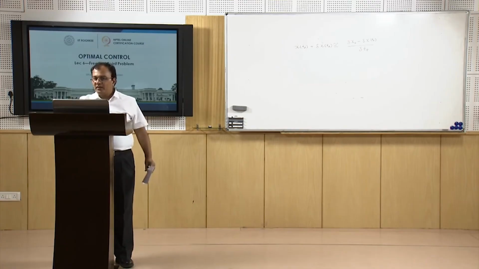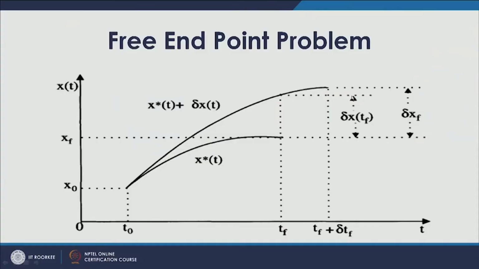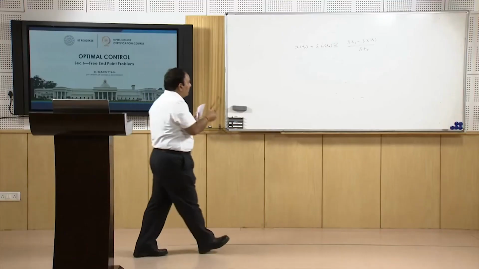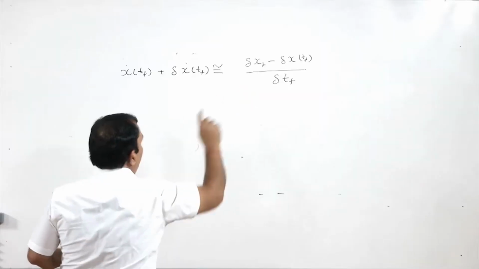So, this is delta xf minus delta x of Tf, where delta x of Tf is nothing but the value of the x plus delta x at the Tf point, and at Tf plus delta Tf point, my value is basically xf plus delta xf, and this is xf plus delta x Tf. So, this minus this divided by the time difference, we are approximating this relation by this value.